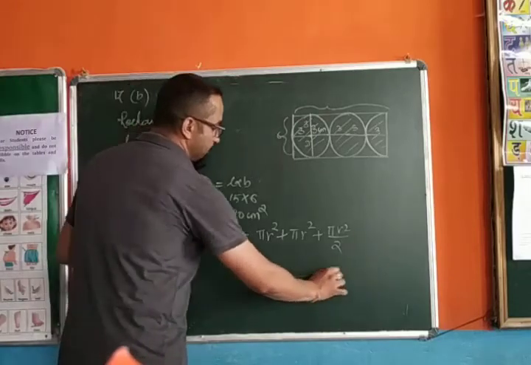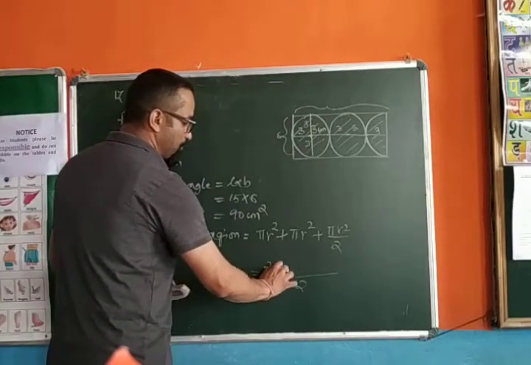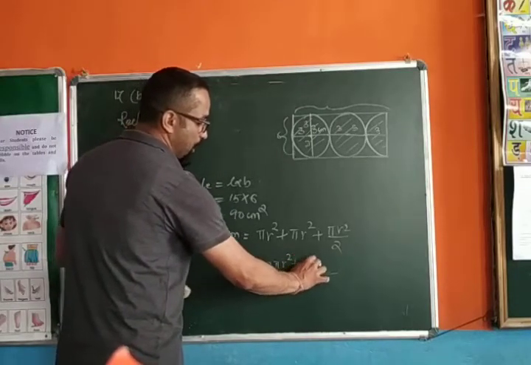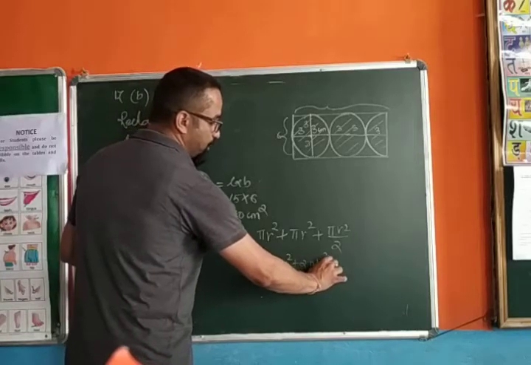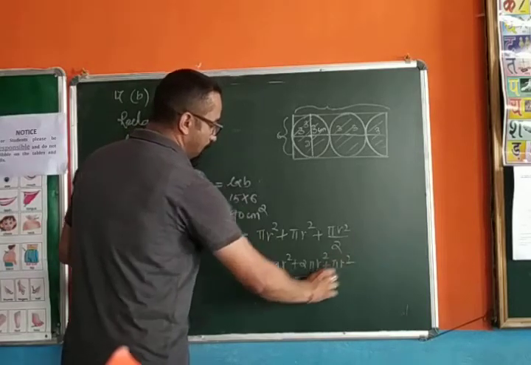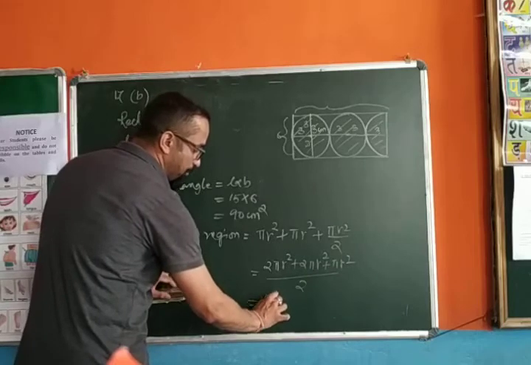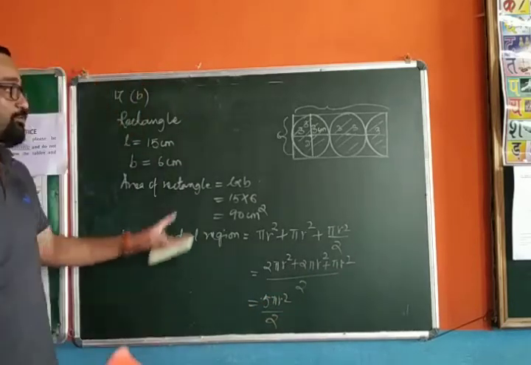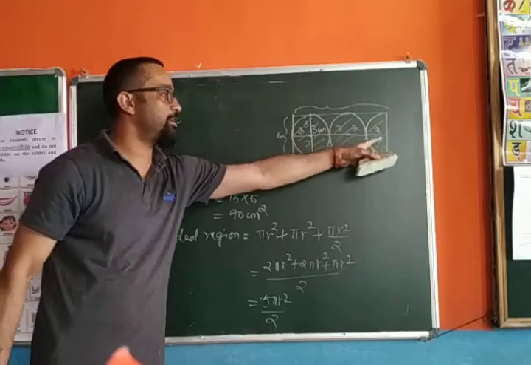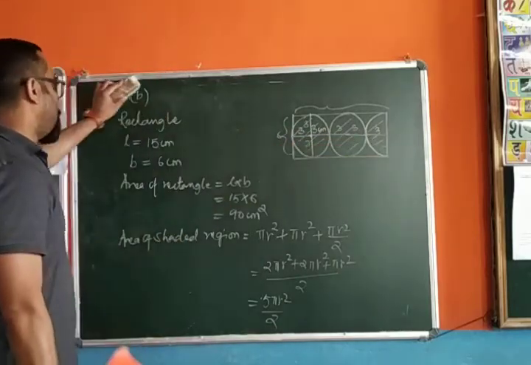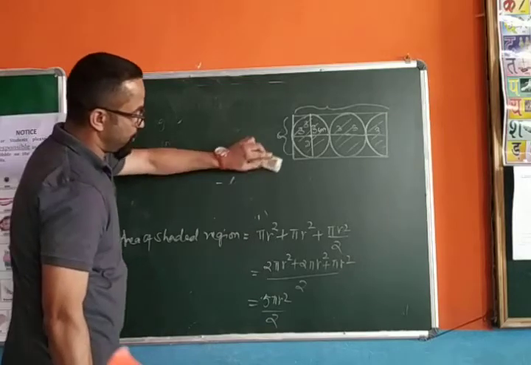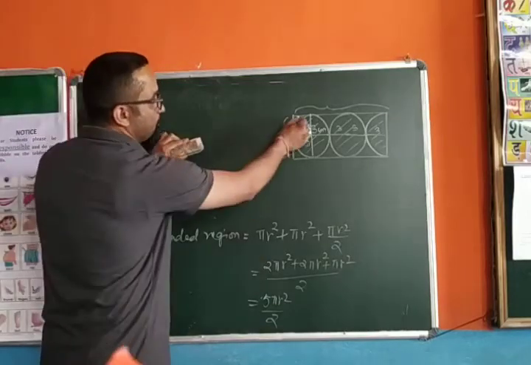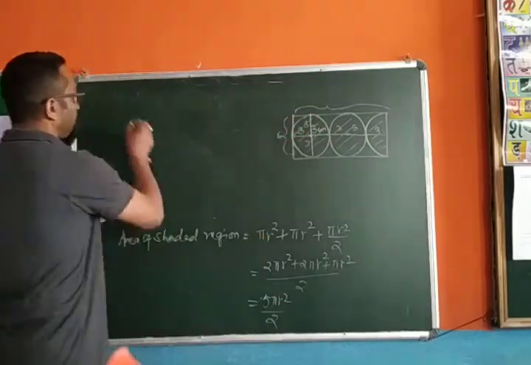You can take LCM 2, you get 2 pi r square plus 2 pi r square plus pi r square. Add it up, you get 5 pi r square divided by 2. This is the formula to calculate the area of the shaded region. And once you know the area of the shaded region, subtract to calculate the unshaded part.